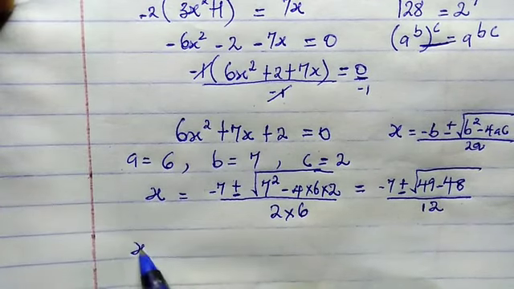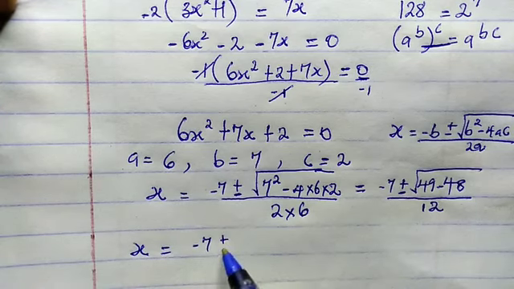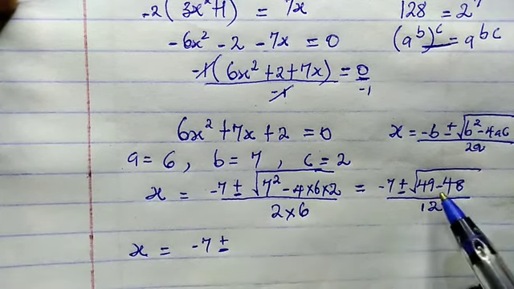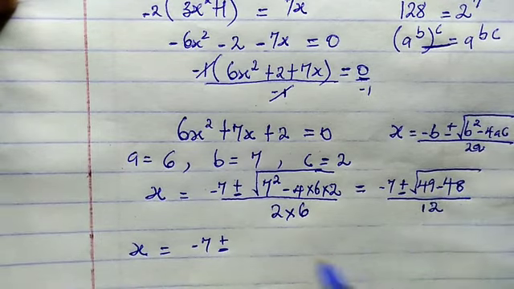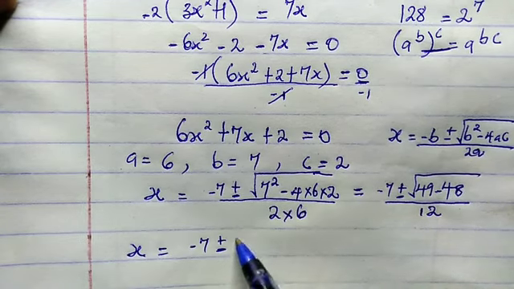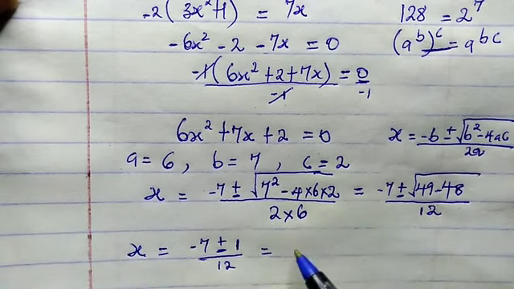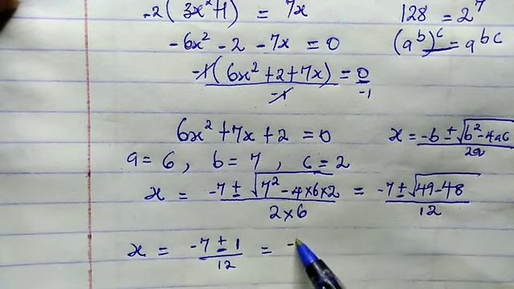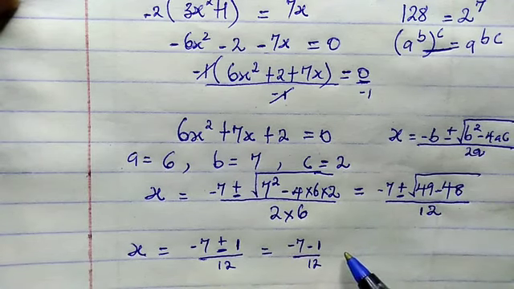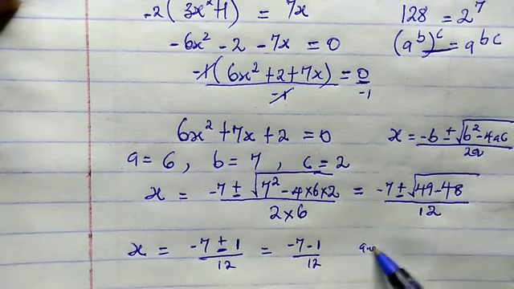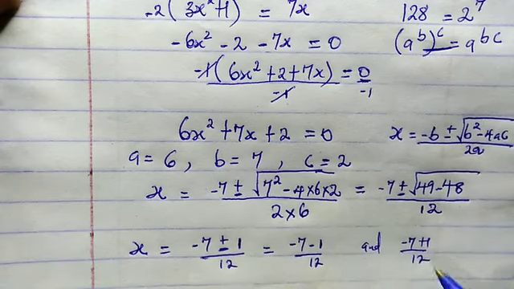So from here we get x is equal to negative 7 plus or minus the square root of 1, which is 1, over 12. And we have two values here: negative 7 minus 1 over 12, and negative 7 plus 1 over 12.